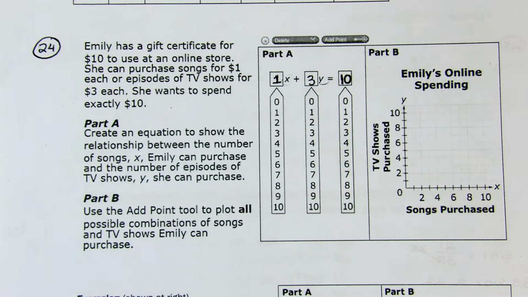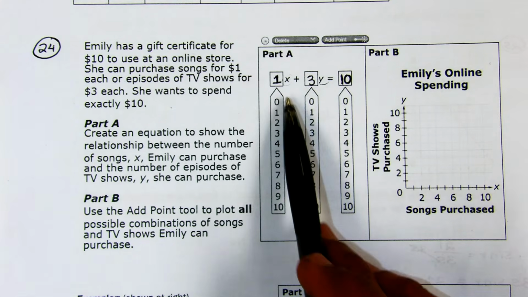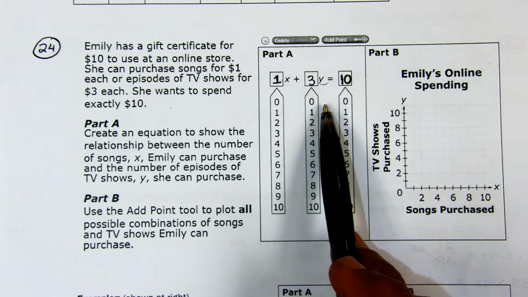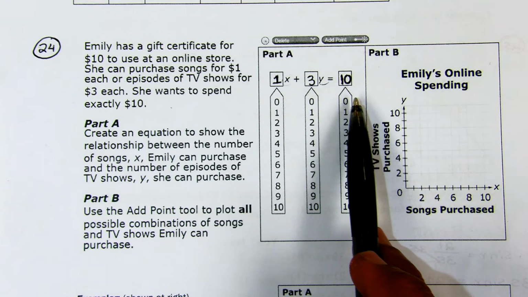Right? Okay, now let's look at part B. It says, use the add point tool to plot all the possible combinations of songs and TV shows Emily can purchase. So here what we're looking for is the whole number of songs and whole number of TV shows Emily can purchase and spend $10 for it.